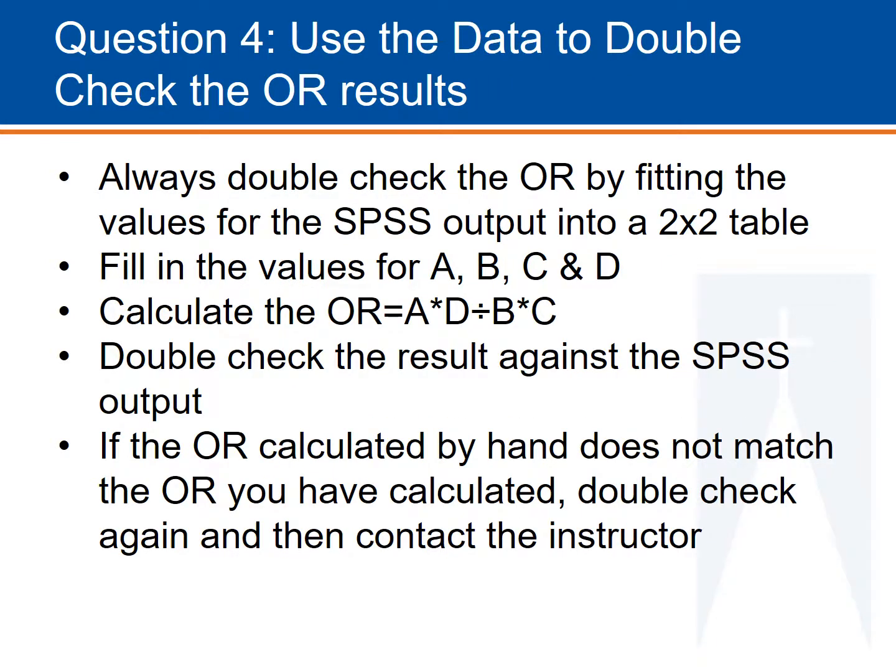Question 4 is to use the data to fill in a 2x2 table into an odds ratio table format and to double check the result by hand. This is always a good idea. Sometimes you might accidentally use a version of the variable that is flipped around. So using one 0-1 variable and another 1-2 variable will show the inverse result of the odds ratio. Your odds ratio calculation by hand should match up to the results from your SPSS output. If it doesn't, please contact me.